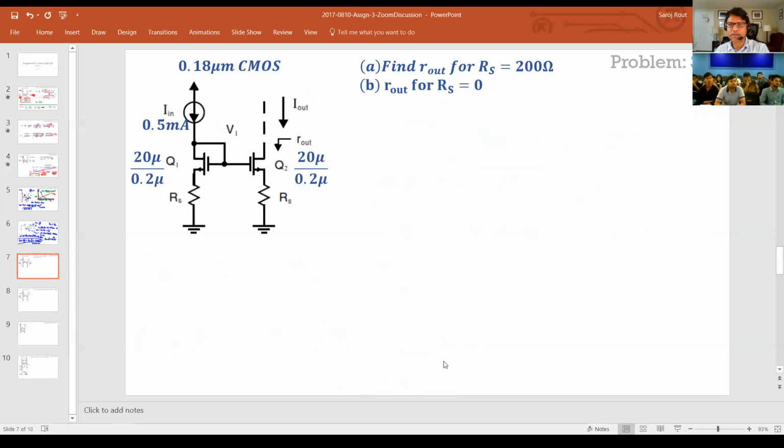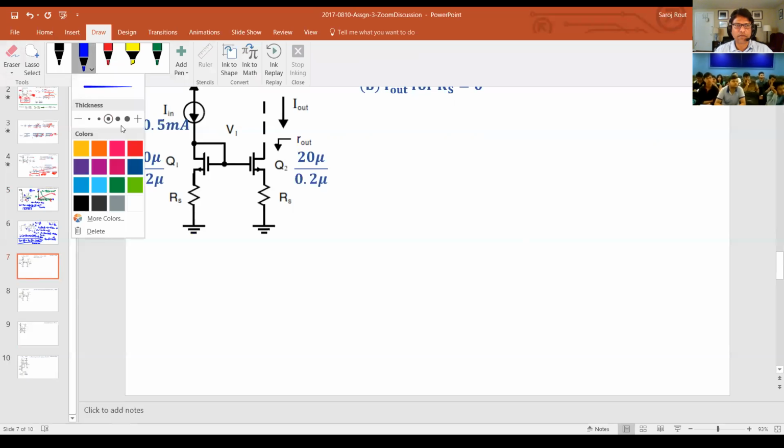Now let's look at this problem here to see how much boost we get, and I'll show you what the full slide looks like.